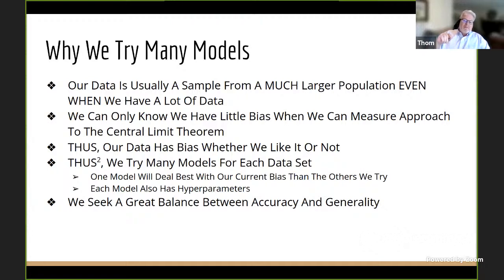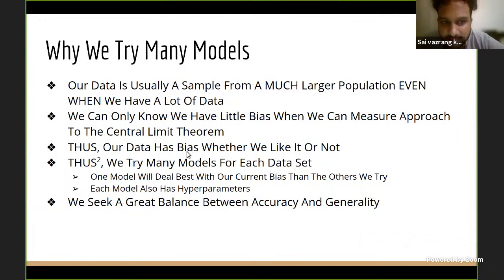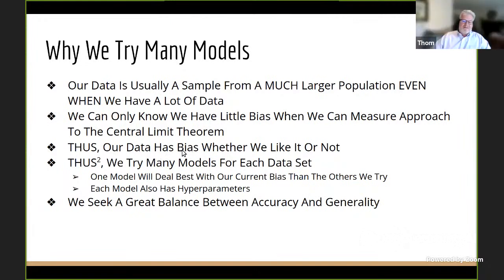So even when you try to avoid bias by all human means possible, you might have missed something, but even if you miss nothing, there could still be bias. And that's why we have to try all these models, because we don't know which one's going to deal with the current bias the best. Does that make sense? Yeah. Okay, cool.